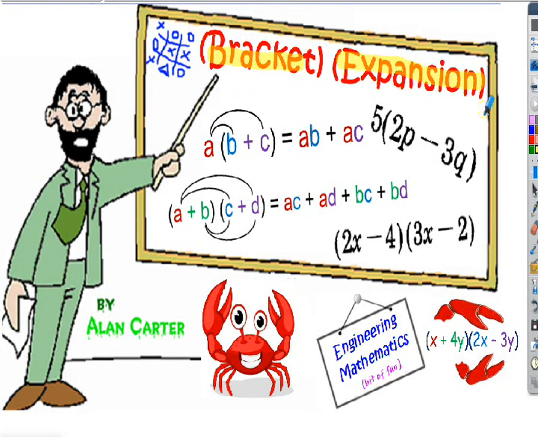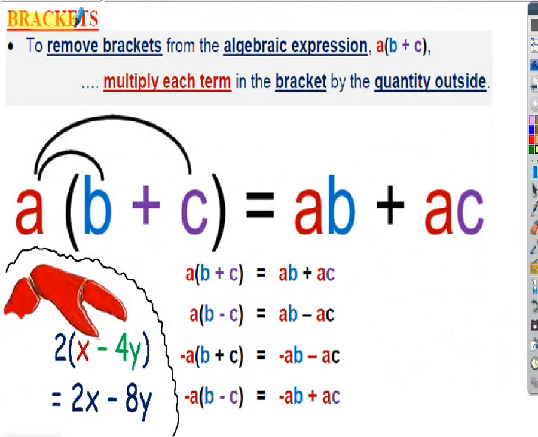Within this presentation we'll consider such problems as a outside of a bracket and b plus c inside a bracket. This could be something like 5 outside the bracket and 2p minus 3q inside the bracket. And we'll also consider binomial types of expansion where we have two brackets that are multiplied together, such as 2x minus 4, that's all multiplied by 3x minus 2. So let's consider problems that involve brackets and how to remove them.